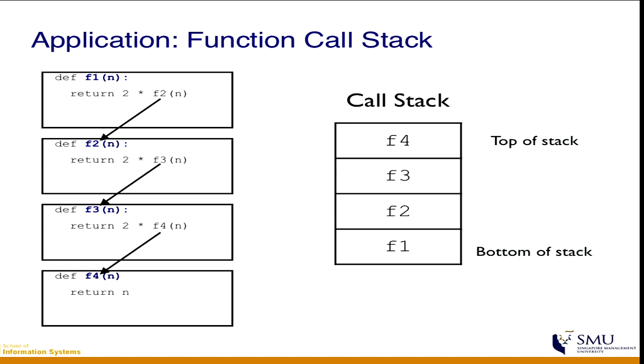But along the way, when f1 calls f2, f1 has to wait. And when f1 is waiting, it's going to enter into a stack. Now, as f1 is waiting for f2, f2 goes into the stack because it needs to wait for f3.